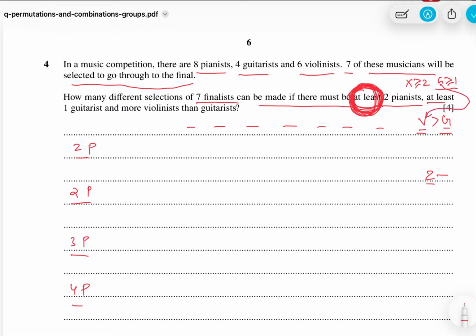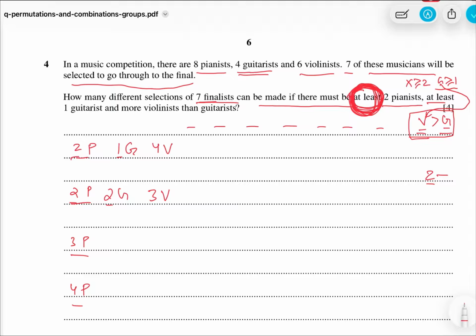So let me check how many guitarists there were. There are four guitarists. So I'm writing over here one guitarist, and I will now write how many total we need. We need total seven finalists. So three has already been done. How many are remaining? Four. So four violinists. If I write two guitarists over here, two plus two is four, so three violinists. This equation is satisfied.